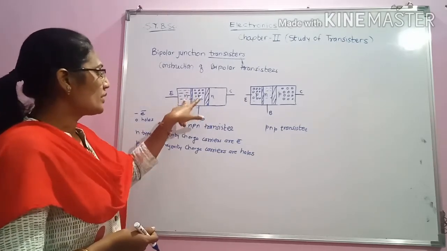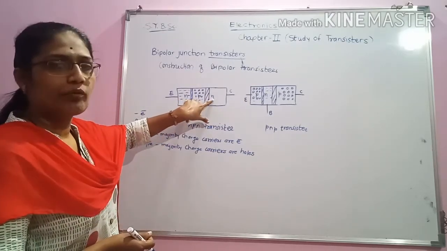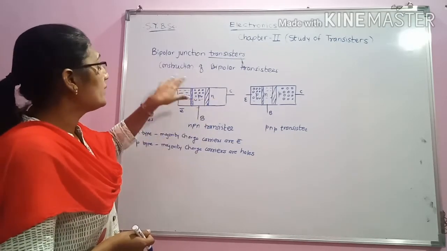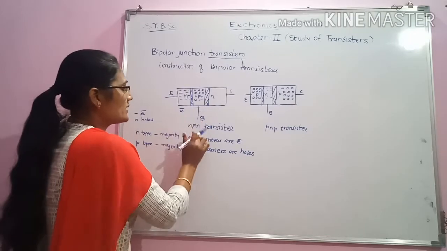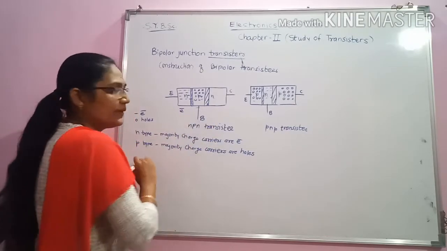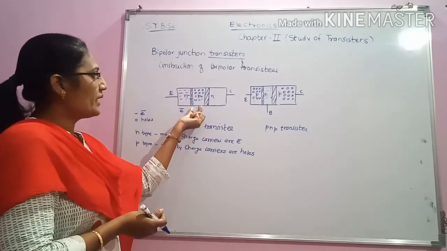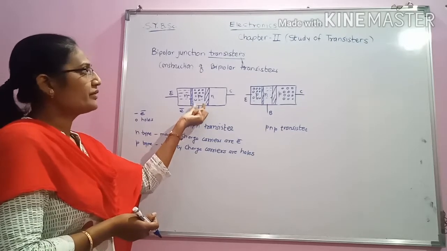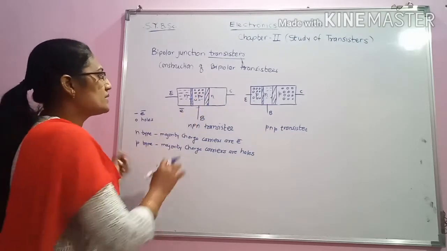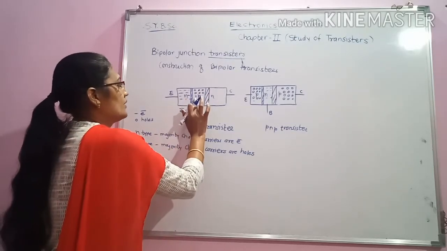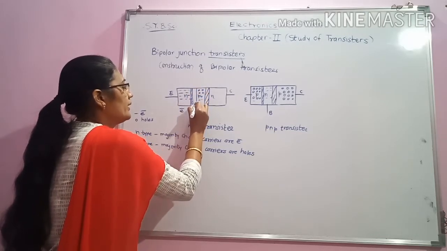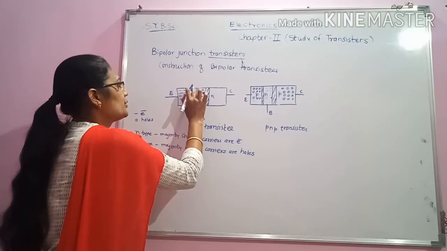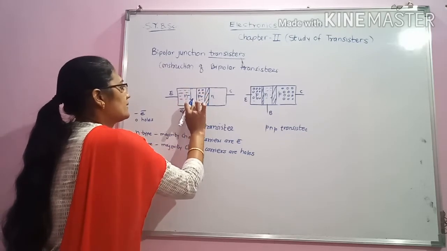Because these two terminals have n-type material. Then in the construction of a bipolar transistor, the base is the portion of the transistor which is less in size. Therefore, one should draw it like this. It should be less in size.